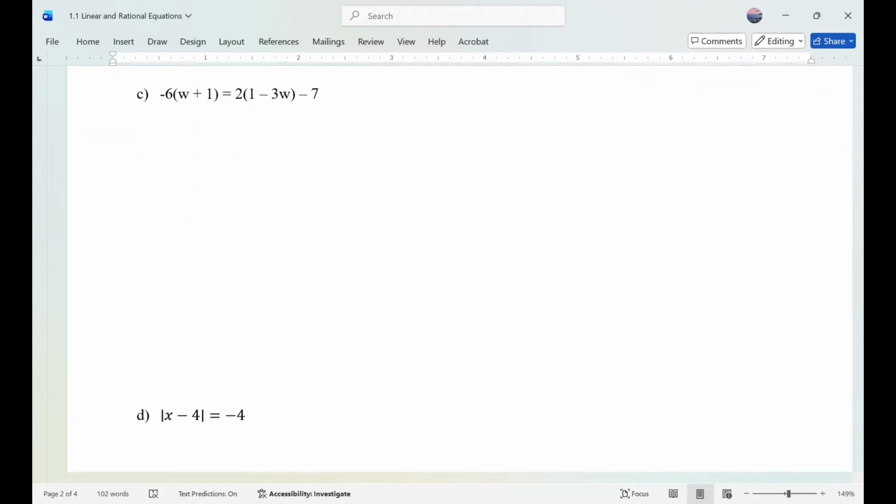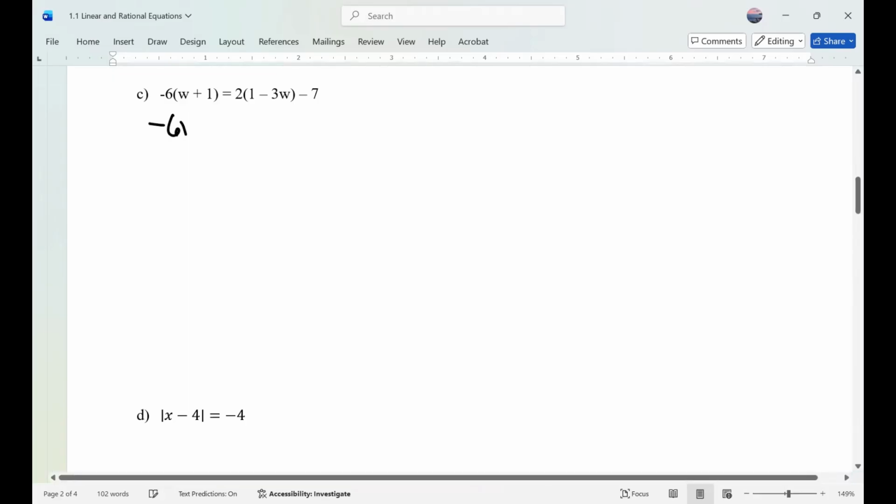So we have -6(W + 1) = 2(1 - 3W) - 7. So here we'll distribute the -6. So this will give us -6W - 6 = 2 - 6W - 7. Now, we've got a lot of terms going on here. So we want to go ahead and get our like terms together, which we've got way too many on the right-hand side. So I'm going to put the 2 and the -7 together because those are like terms. So this would give us -6W - 5.